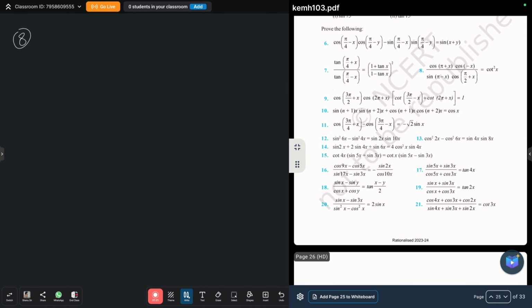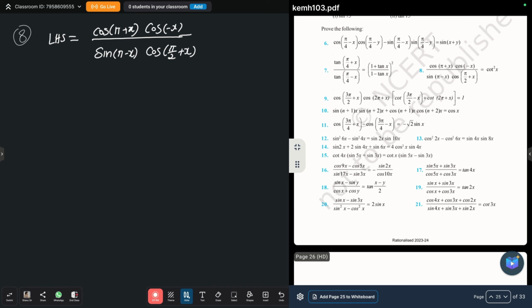Now look at question number 8. In question number 8, what is the left hand side? LHS is cos(pi plus x) cos(minus x) upon sin(pi minus x) into cos(pi by 2 plus x). And the right hand side is cot square x, which you will get as cos square x upon sin square x. So we have to apply simply the quadrant method.